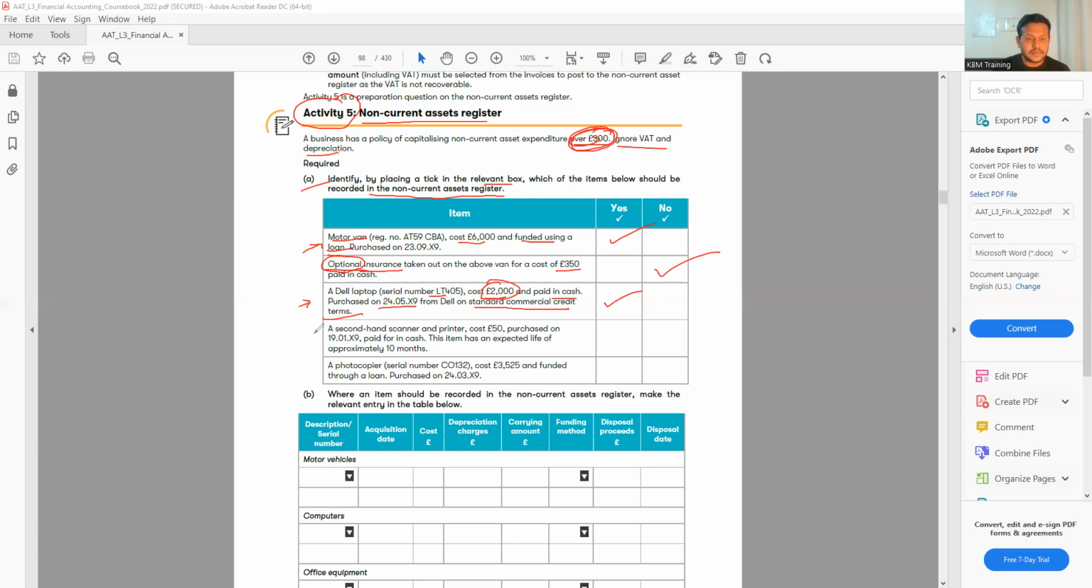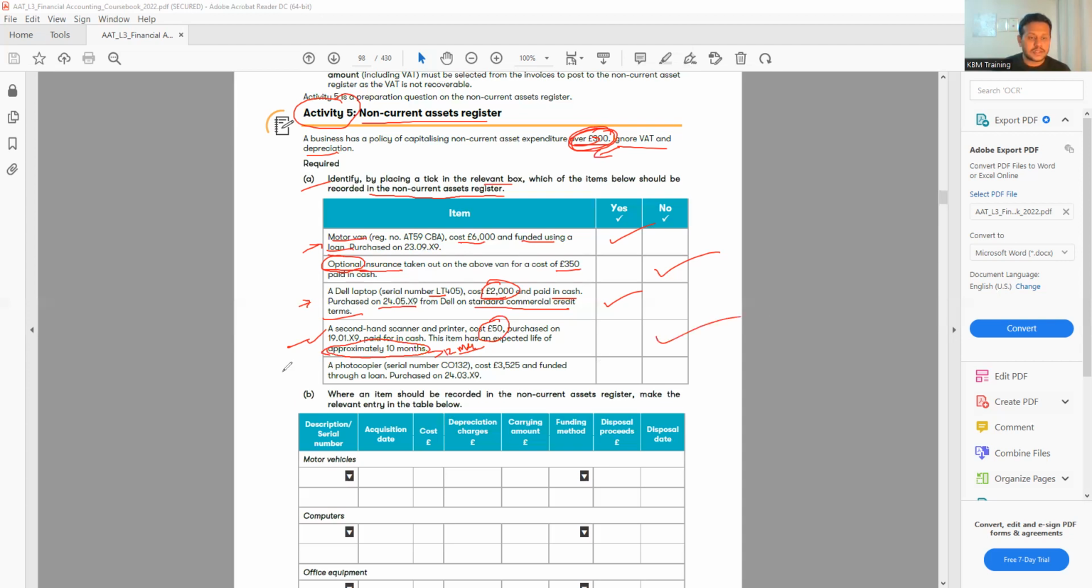The next one we have says a second-hand scanner and printer, £50 purchase on this date paid in cash. This item has an expected life of 10 months. Normally, any non-current asset has to be used for more than 12 months. And also the cost is only £50, that is less than 300. So it is less than 300 and less than 12 months, so I'm not going to record it on the non-current asset register. I said no.